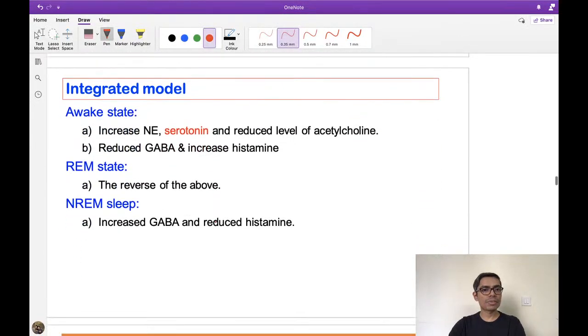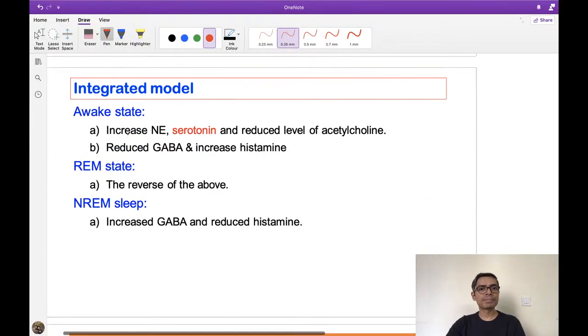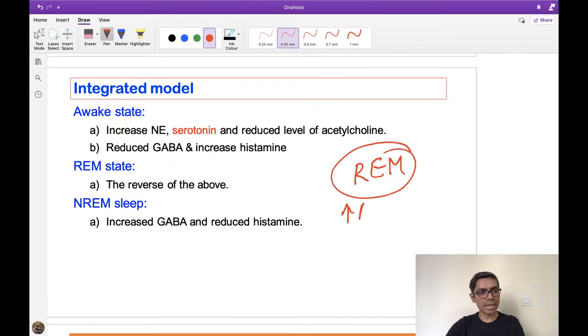So what have we understood here? If the question is wakefulness to non-REM, obviously you require acetylcholine. For induction or starting of REM sleep, you require acetylcholine, and you require a decreased amount of norepinephrine and a decreased amount of serotonin.